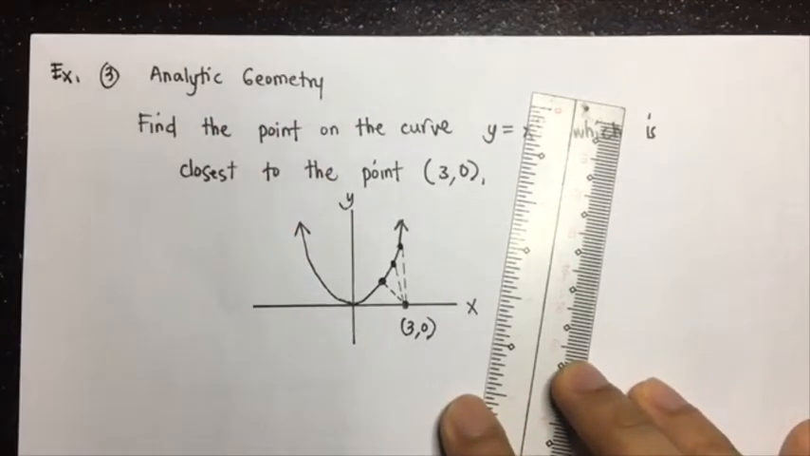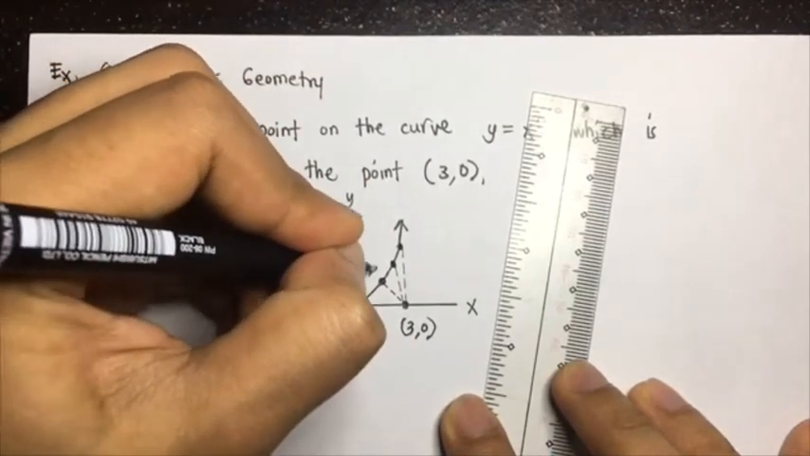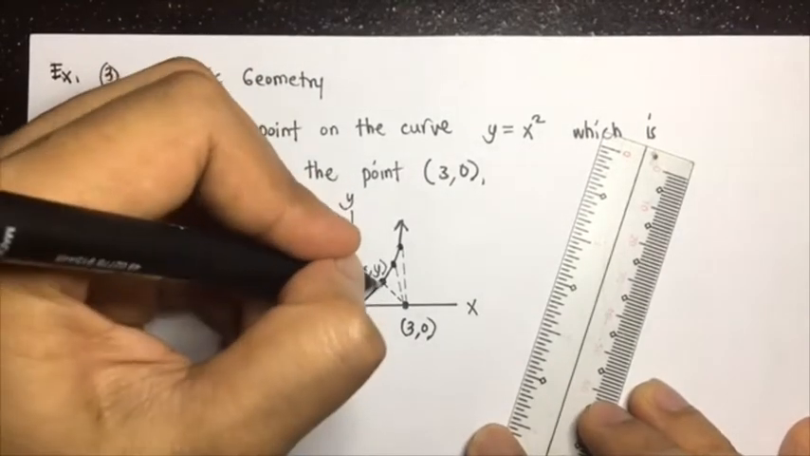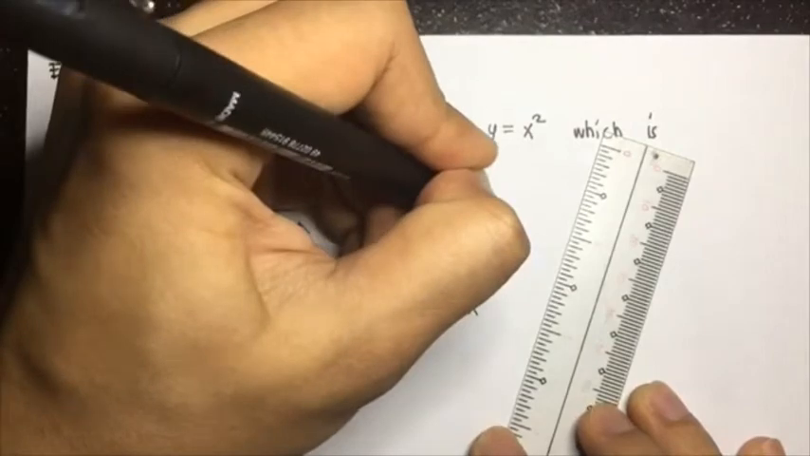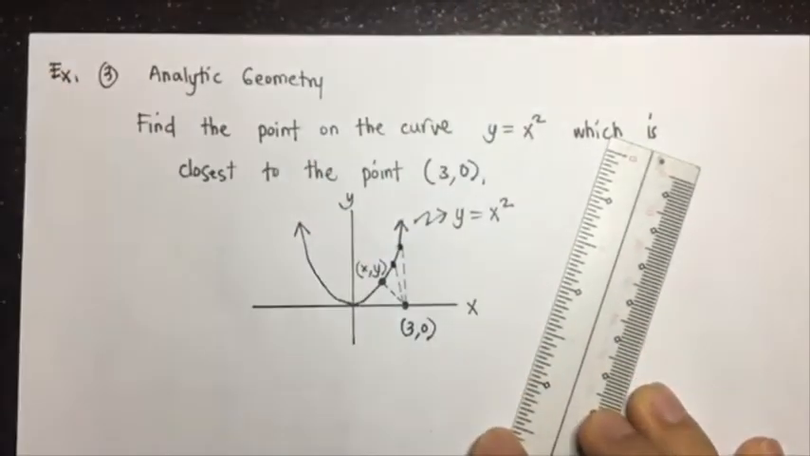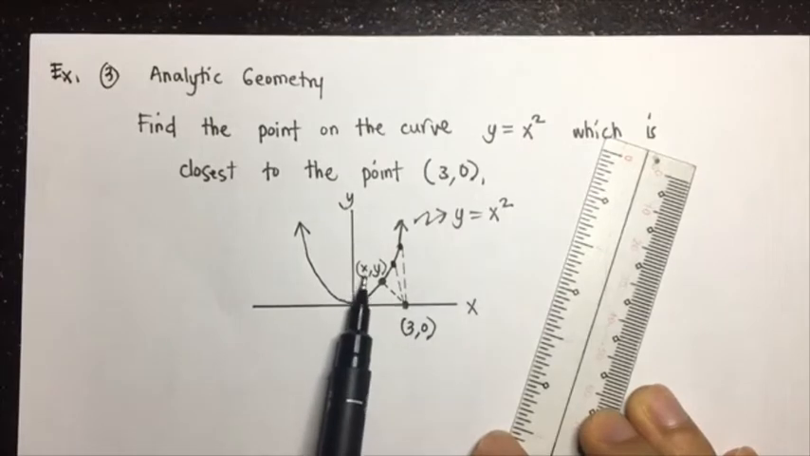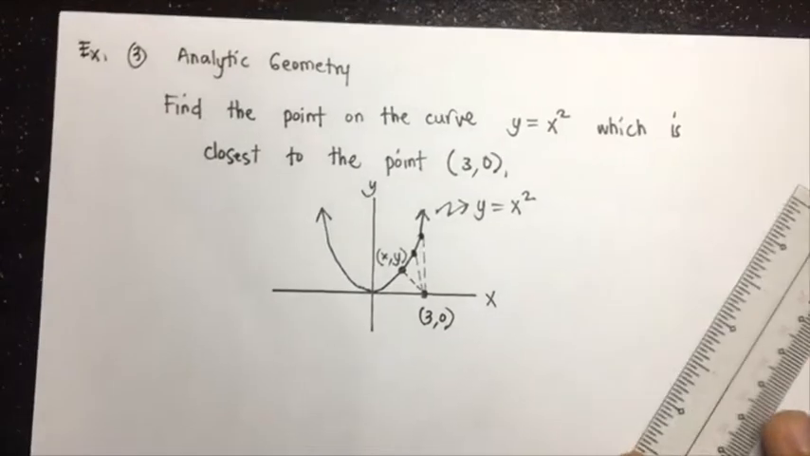So let's say this is our point (x, y). Okay, so that is our point. We are looking for that point. And again, this curve is y is equal to x squared. So this is the relationship between x and y. So between these two points, this is their relationship.